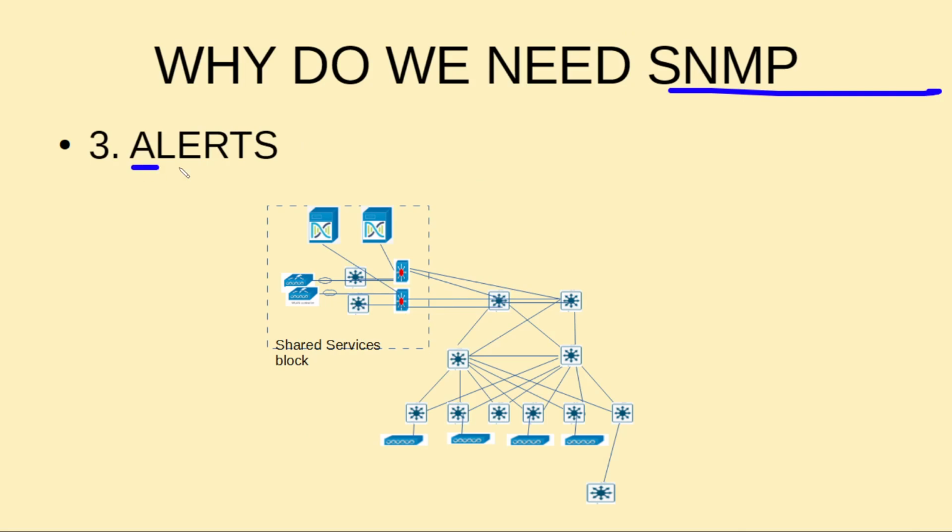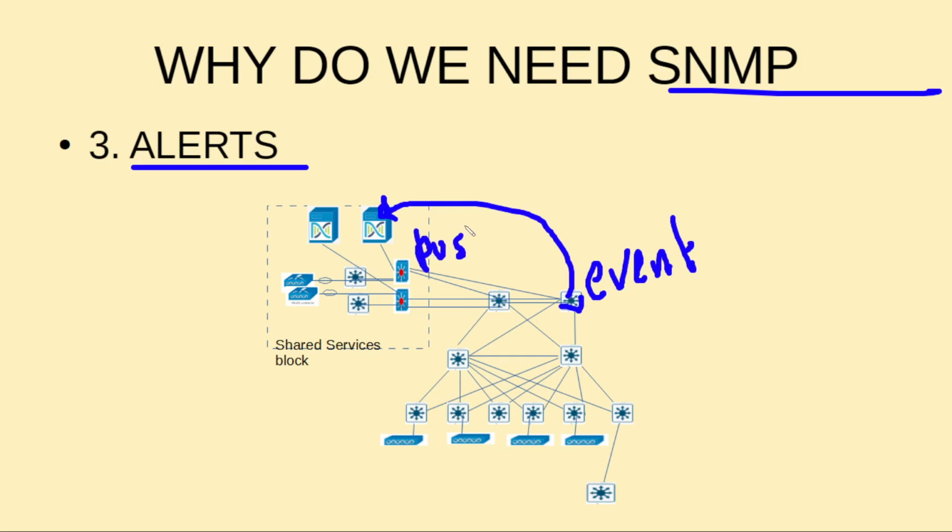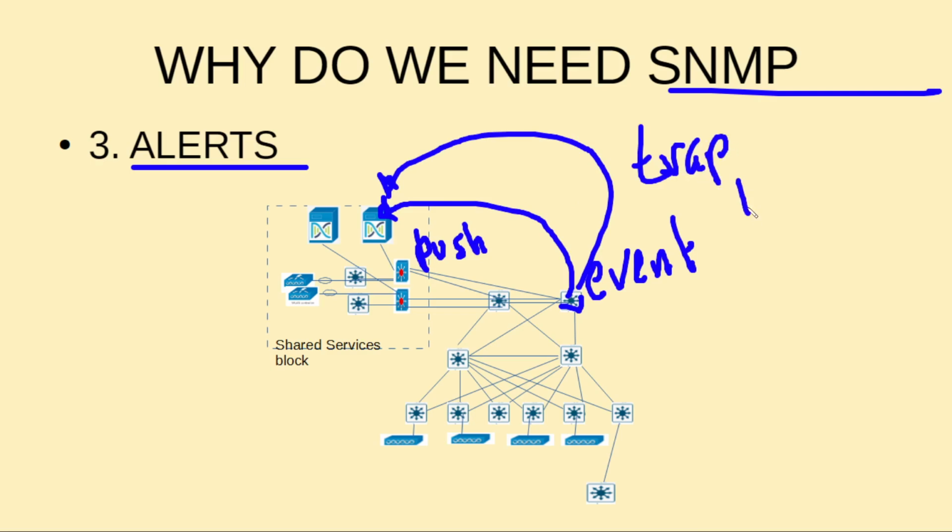SNMP can do alerts as well. If we configure a device properly, it is going to detect when a certain event happens, and then it is going to push an alert to the network management system. We have two types of alerts within SNMP. We have traps. Traps are best effort based. That means that the remote device that created the alert is just going to send the alert, and it is not going to care whether the alert arrives or not.